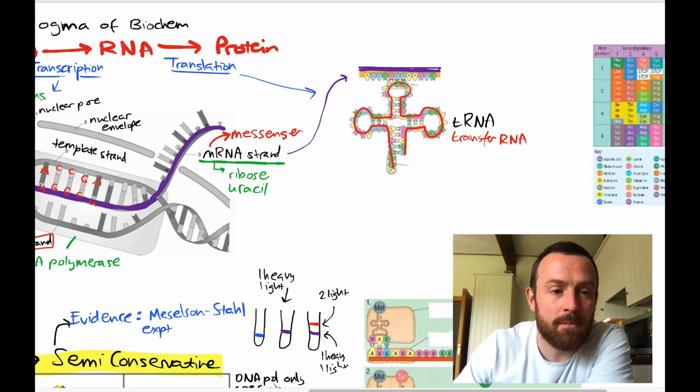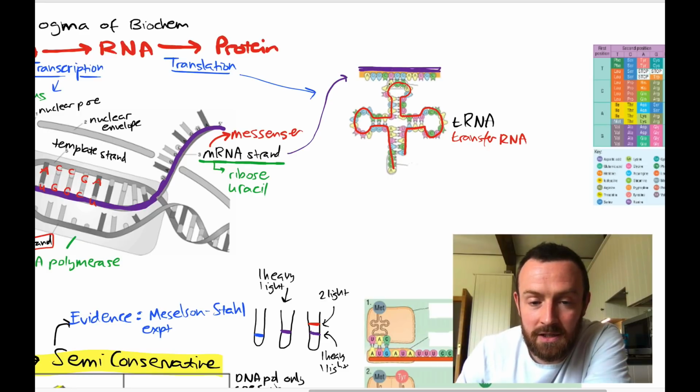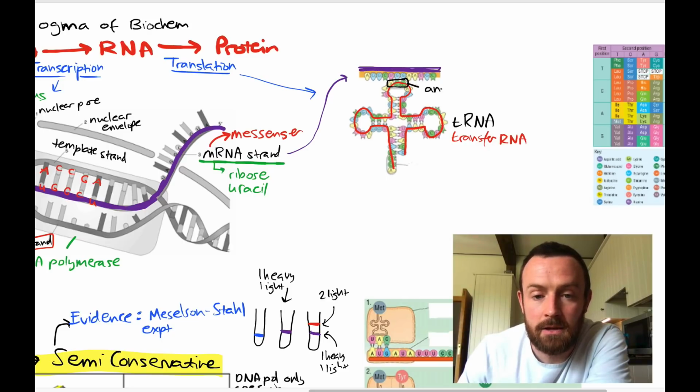Now there are two key important points on that. You can see this top three letters here are highlighted. This section here, this part of the tRNA, is called the anticodon. And this bit down here is the amino acid binding site.